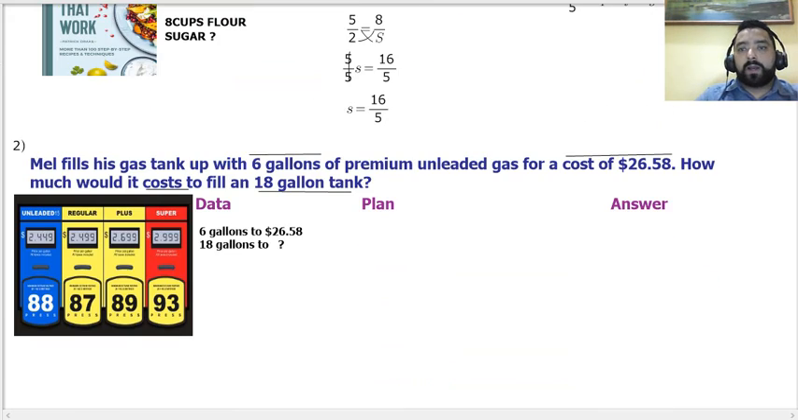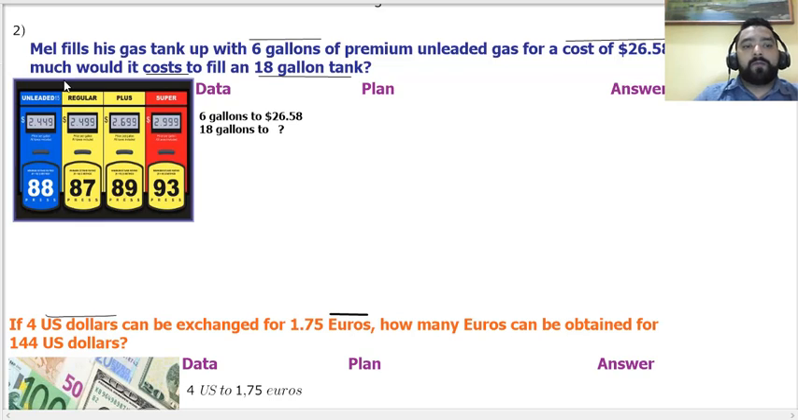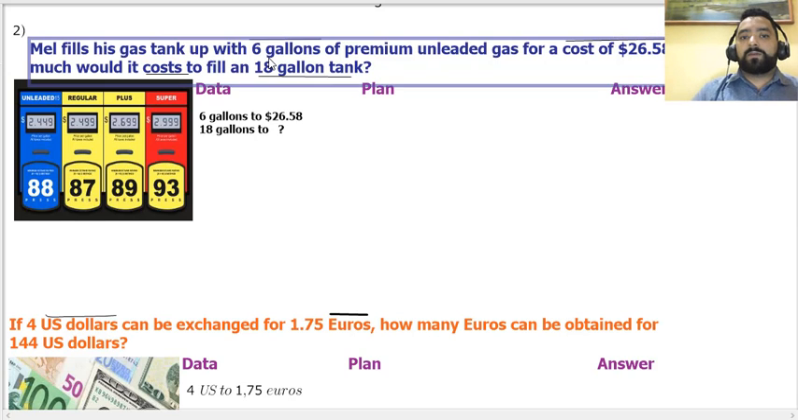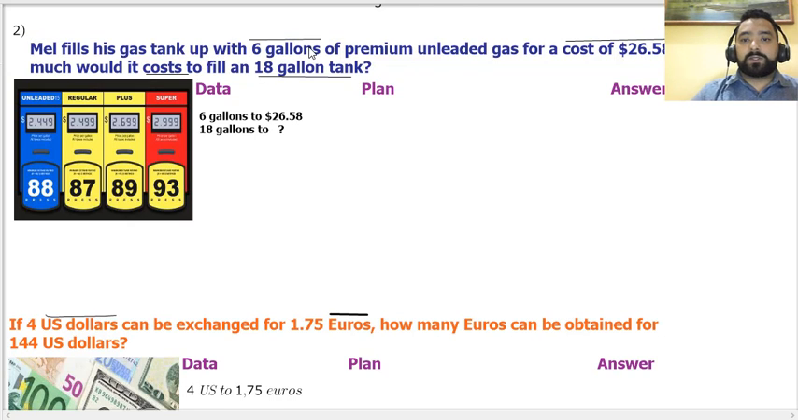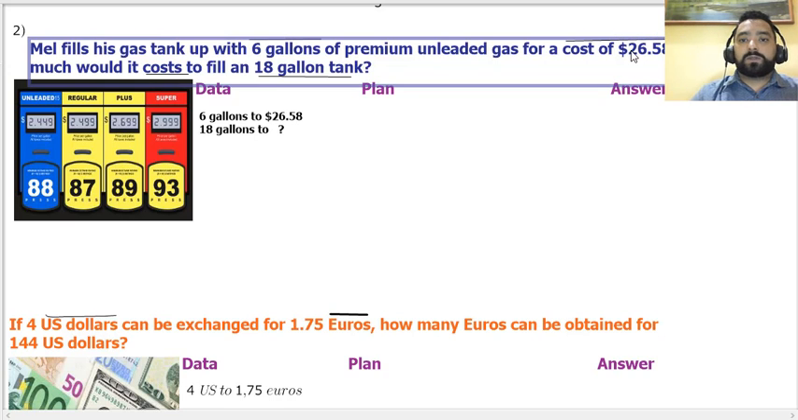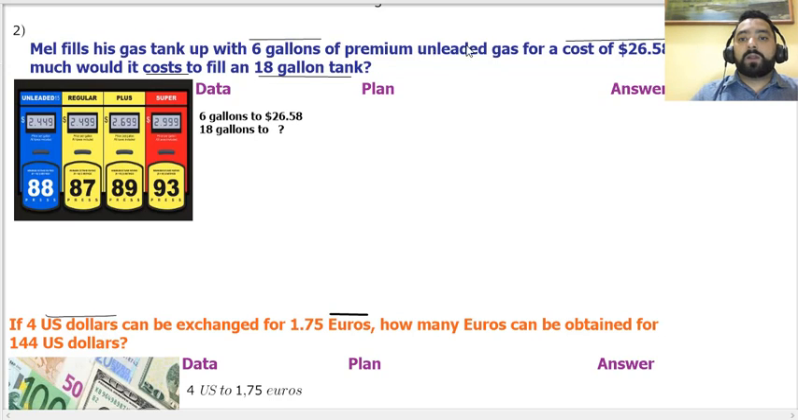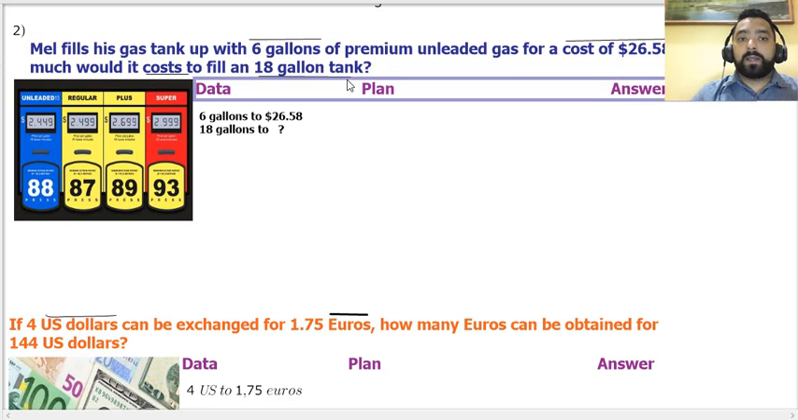Now, in the second example, we have the situation: Mel fills his gas tank up with 6 gallons of premium unleaded gas for a cost of $26.58. How much will it cost to fill an 18 gallon tank? In this case, we have 6 gallons for $26.58. So we have the ratio 6 to 26.58. You're going to compare gallons to the cost. And the question is asking you, how much will it cost for 18 gallons?